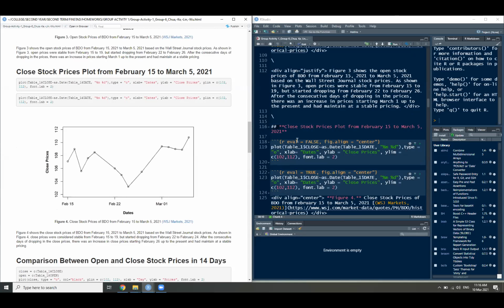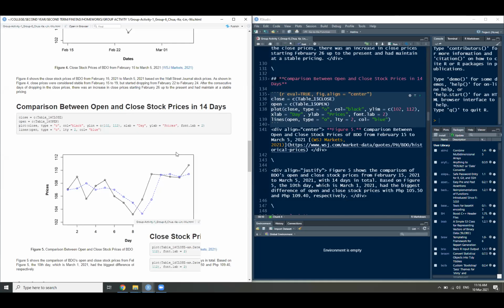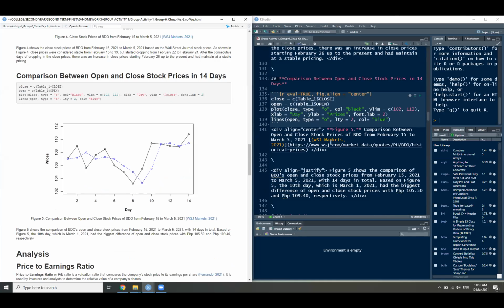So next. So for the comparison, yung closing and open prices, ginamit namin yung table for both, ni-merge namin. And then, same din type O, which is yung point sa mga graph. And then we change the color of yung two plots para mas makita. Yeah. And then the descriptions are below the plots.